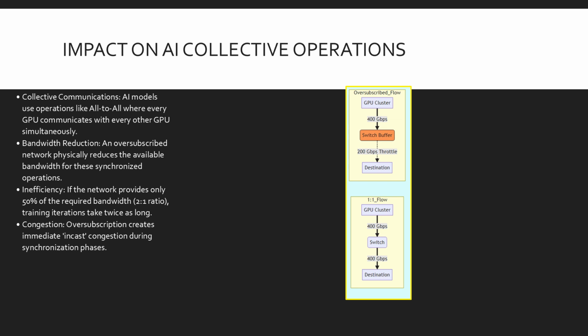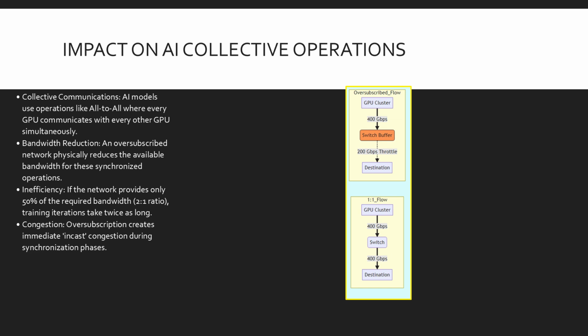AI models use collective operations like all-to-all or all-reduce, where every GPU must talk to every other GPU simultaneously. If you have a 2:1 oversubscription, you effectively cut your training bandwidth in half. Unlike web browsing, where a millisecond delay goes unnoticed, AI training is a tightly coupled process. A reduction in bandwidth directly prolongs the training iteration, slowing the entire job and reducing the efficiency of your expensive GPUs.